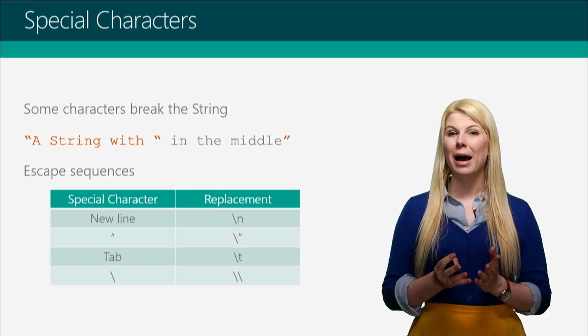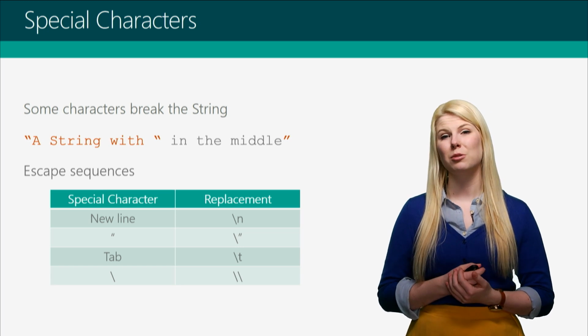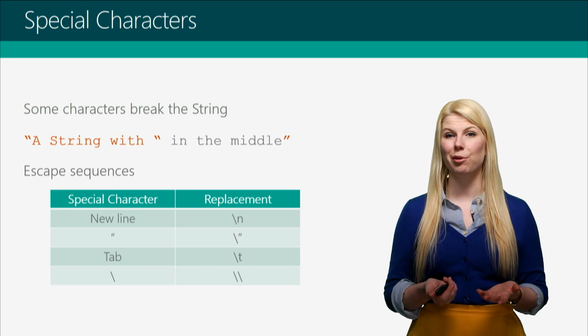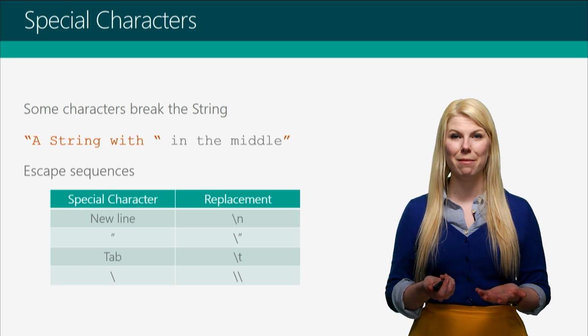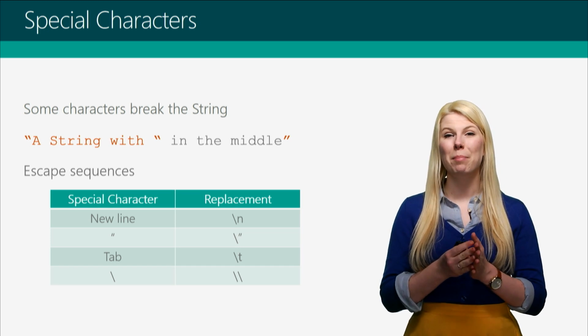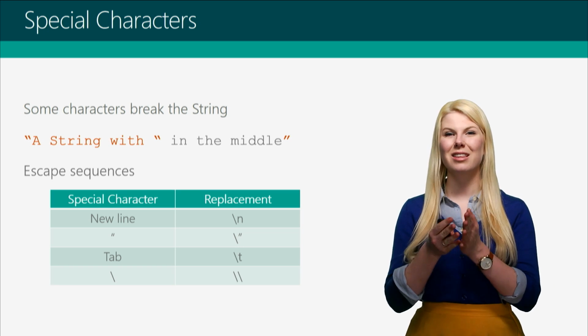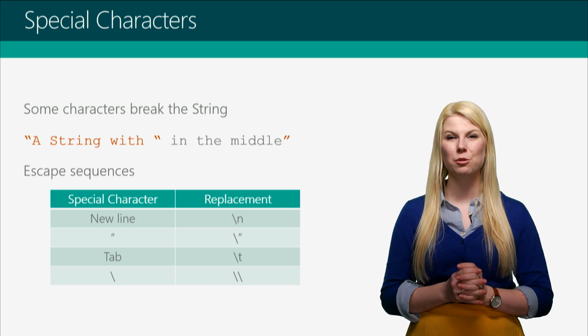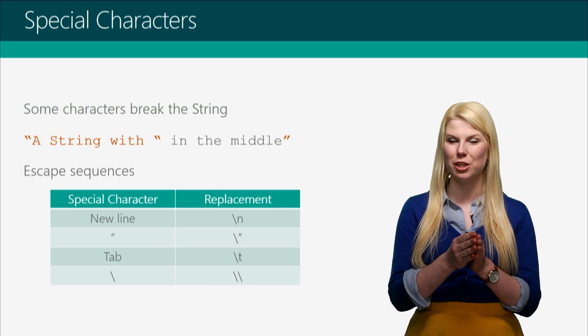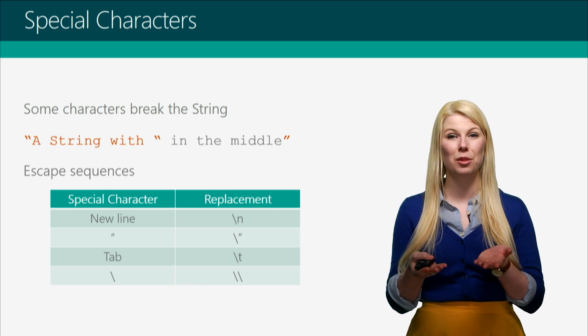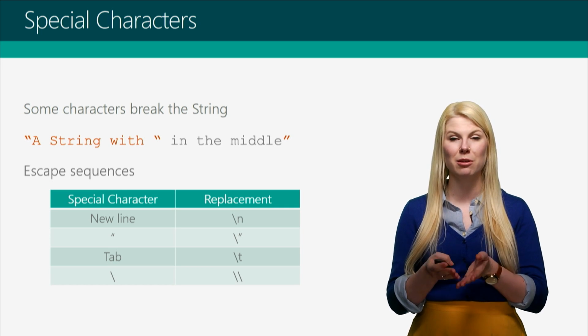There's also the backslash. The backslash is another special character in Java, so you can't just put it in the middle of a string. It's going to mess things up. But the backslash is itself the escape sequence character. So as long as you put the backslash in front of the quotation mark or in front of the backslash, they'll print as if that escape sequence wasn't even there.